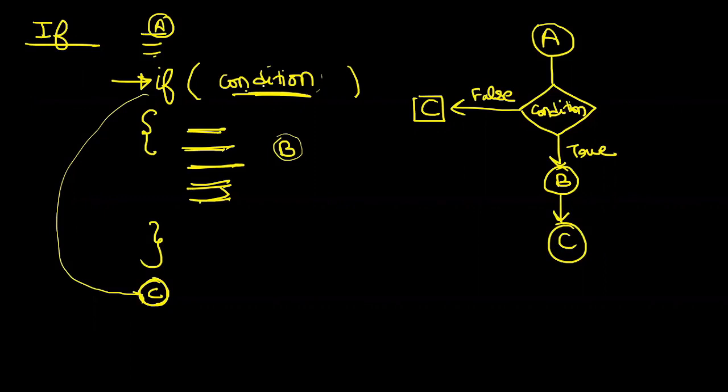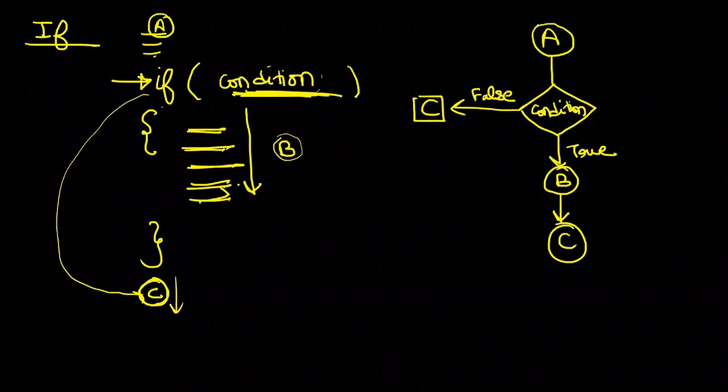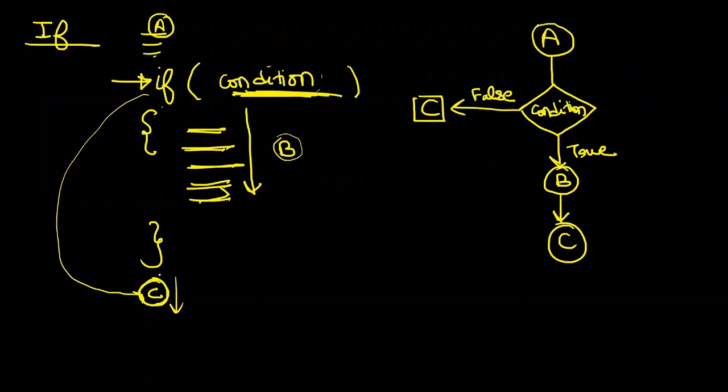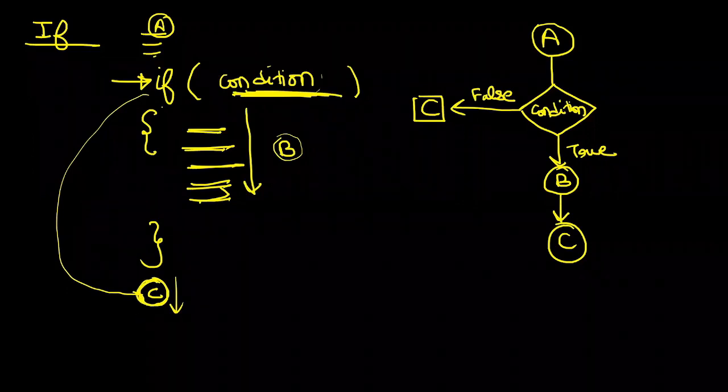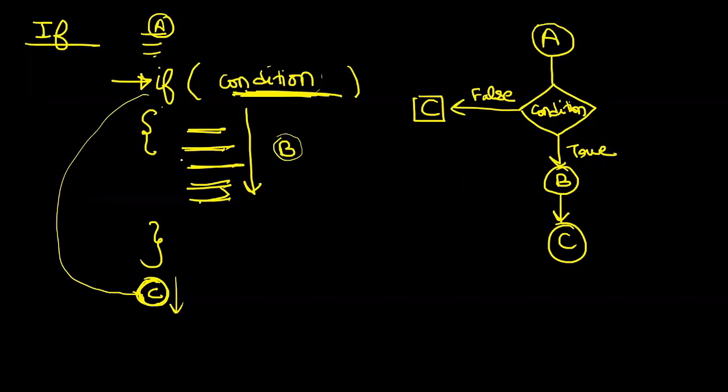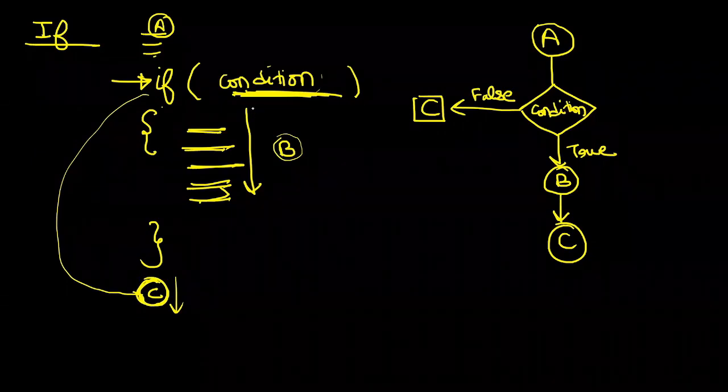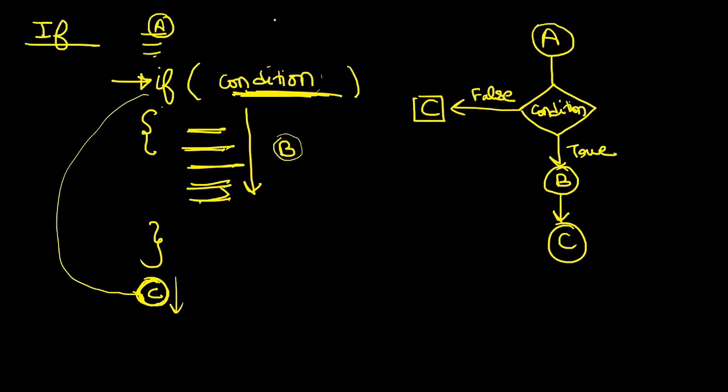If the condition evaluates to be true, you will enter, execute all these lines, and then you will come out and execute these lines. If the condition evaluates to be false, you will not enter inside the if block, and you will just simply execute whatever is outside the if block. So now, do you have some control flow? Yes, you have control over the flow of execution. If the condition is true, what will get executed? First A, then B, then C. This is how the execution happens.